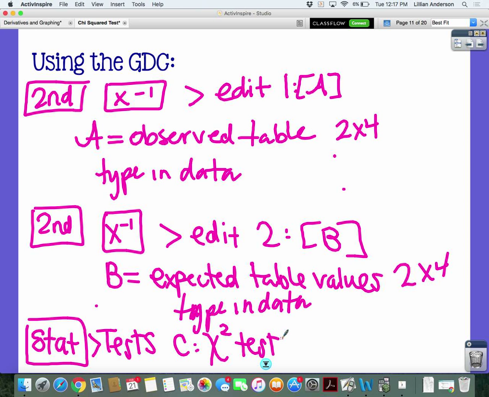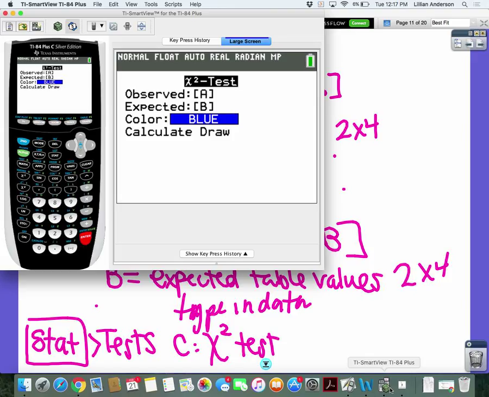Raise your hand if your calculator looks like mine. Wonderful. I'm going to talk to just the people whose calculator looks like mine. If it doesn't have color, it's fine. It's just because mine has the color option. If it has everything but the color option, raise your hand. So no one's calculator looks different than mine.